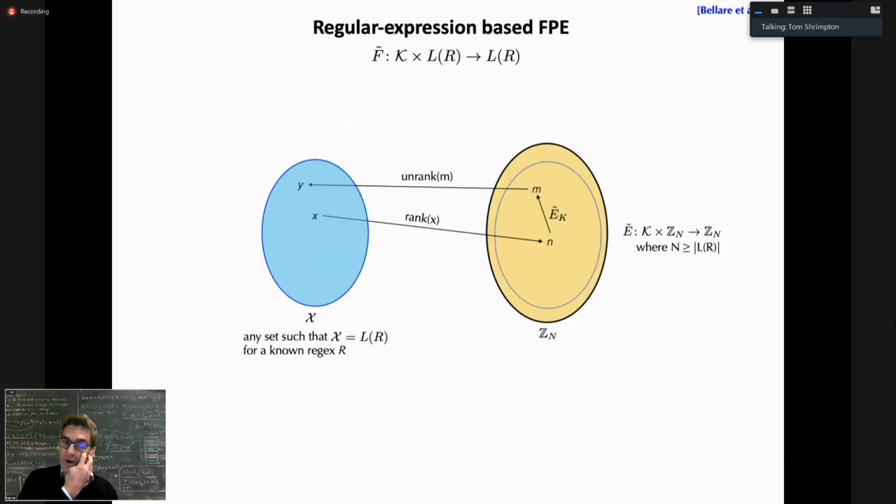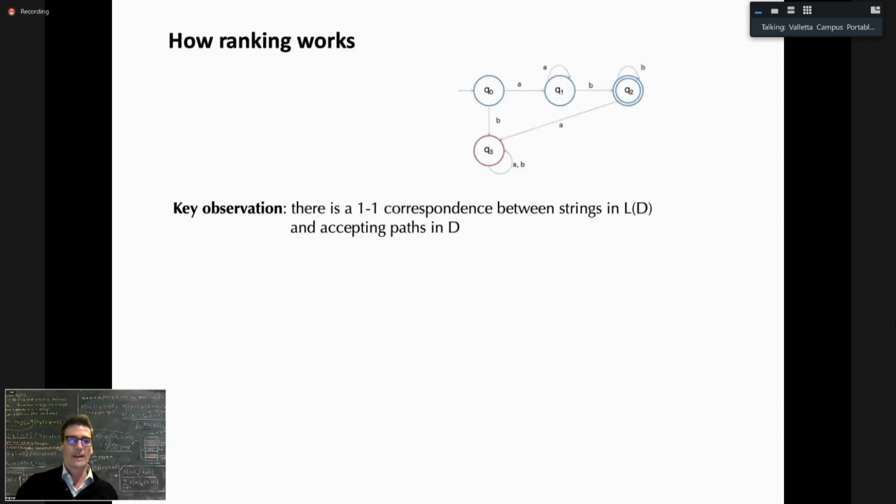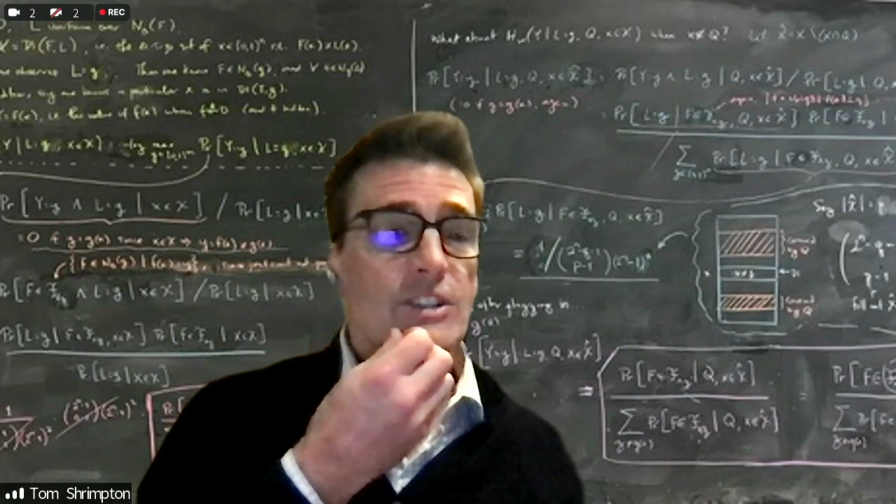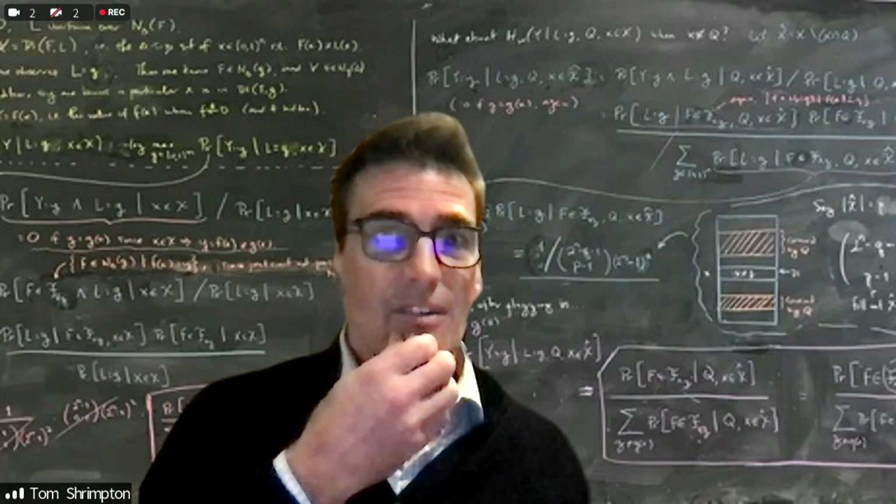So this gives us what we're going to call regular expression-based FPE. You're building a cipher that takes in a key and maps from the language of a regular expression into the language of the regular expression. You take any set that you can describe via a regular expression. You run rank on a point that's in that set. It gives you an integer. You now run integer Feistel, do some cycle walking if you absolutely need to, and then you unrank back to get a string in that regular language. Is that clear? Cool. Okay. Yeah, was there a question? No, just wanted to say it was clear.